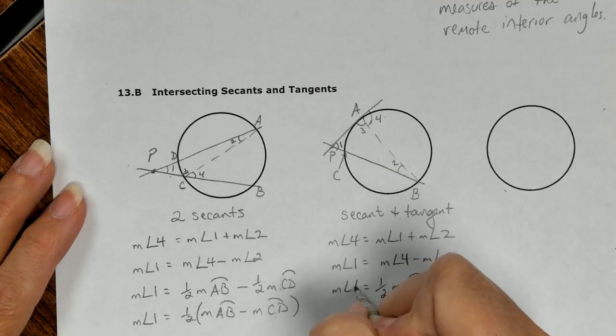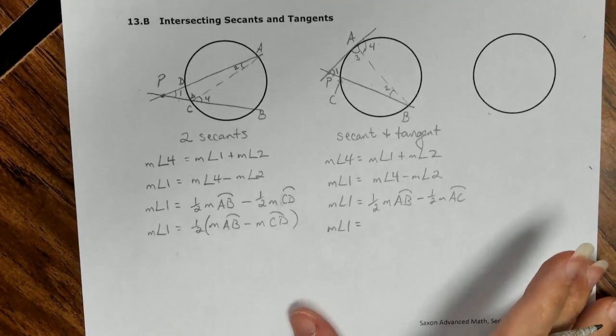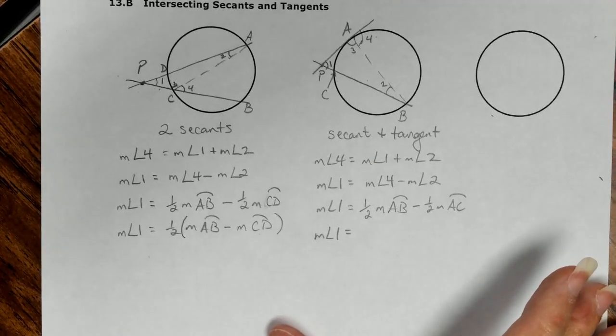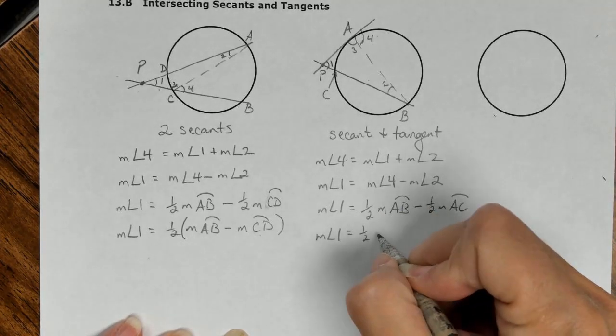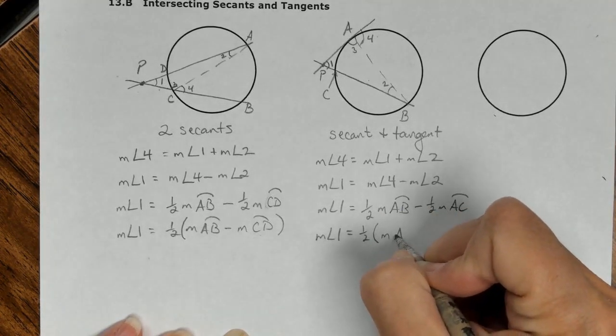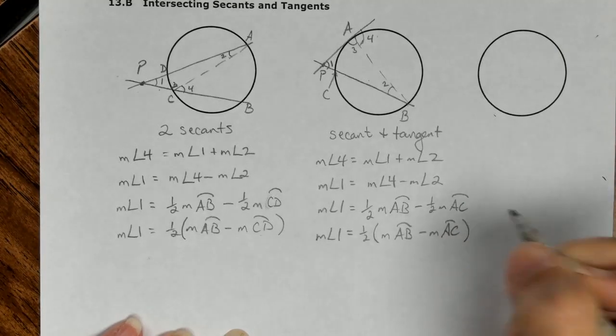So the measure of angle 1 is, let's move this up a little. Measure of angle 1 is half of the measure of AB minus the measure of AC.